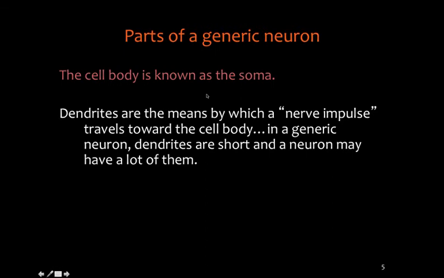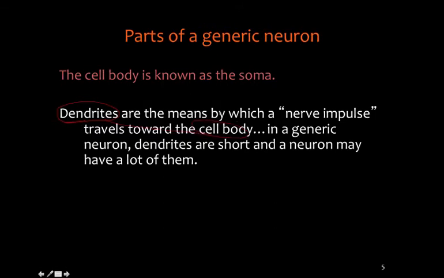When we think about the parts of a generic neuron that might be found anywhere in the body, there are some basic parts. The cell body is one of those, and the cell body is also known as the soma. In addition to that, we've got parts that get information to and through the cell body. One of those processes that the information travels along, the first one, is a dendrite. The dendrite picks up the information and then takes it to the cell body.